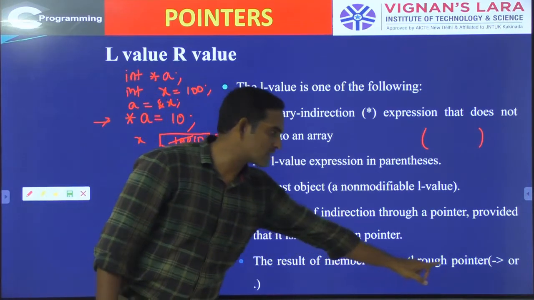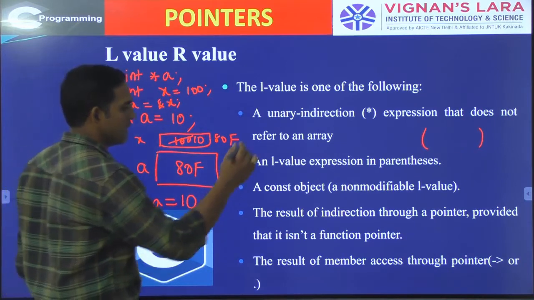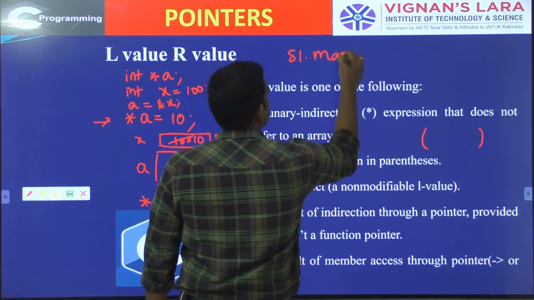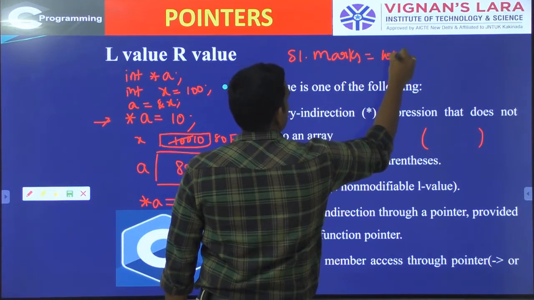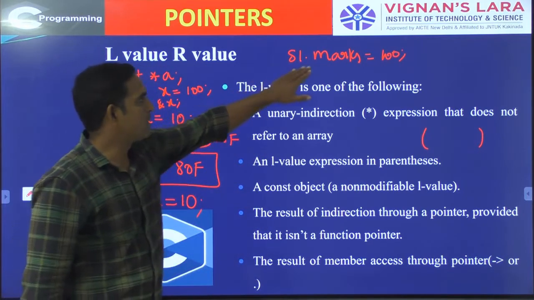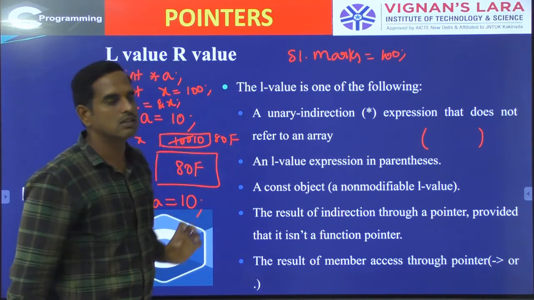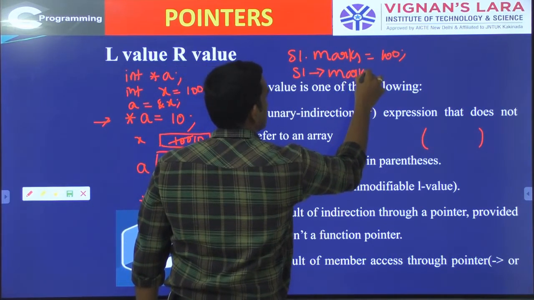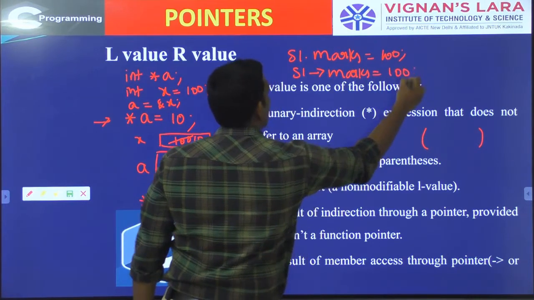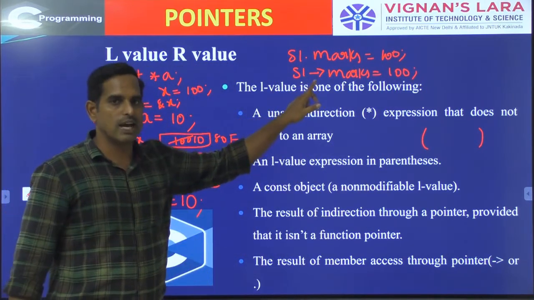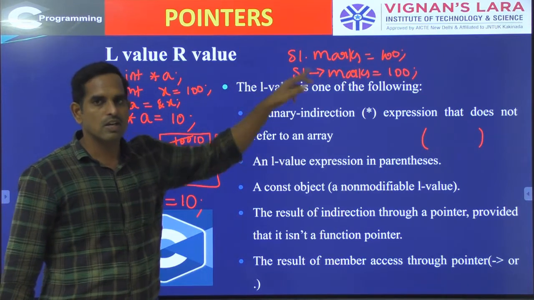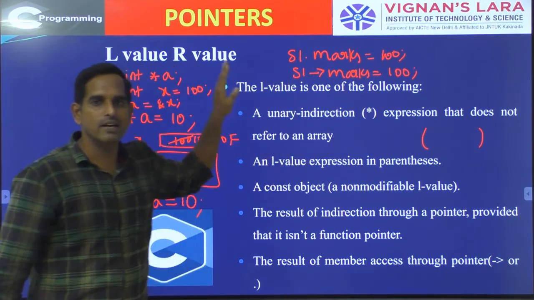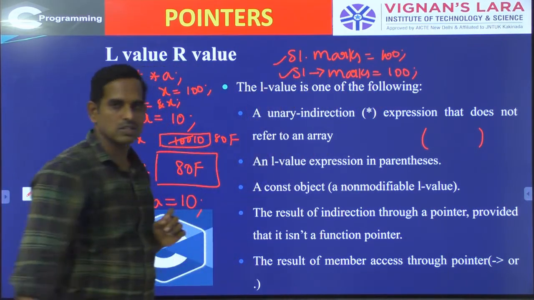The result of member access through a pointer, that is, in structures you will have student1.marks. You will write this member access operator, that is s1.marks. In case of pointers, you will use the arrow operator. When you have structure pointers, you will use this arrow operator. At that time, s1->marks is equal to 100. So these are L value expressions.